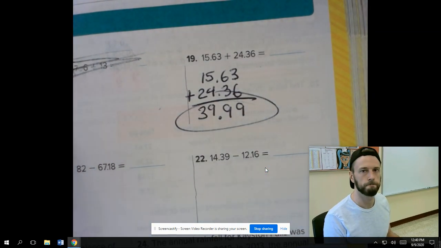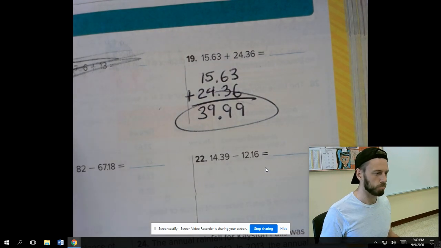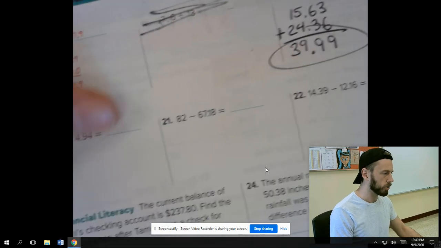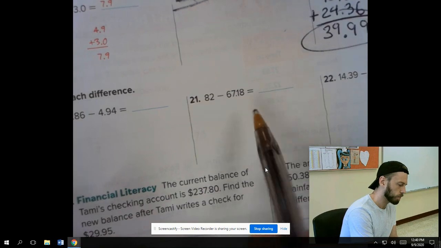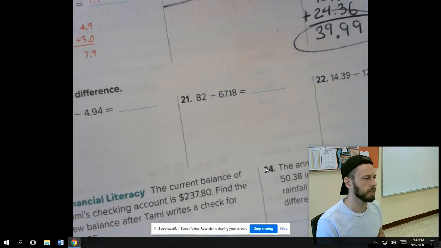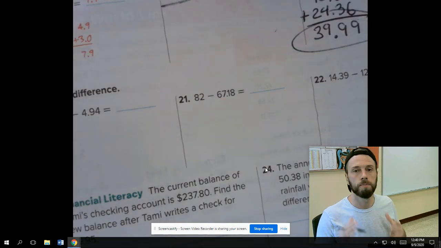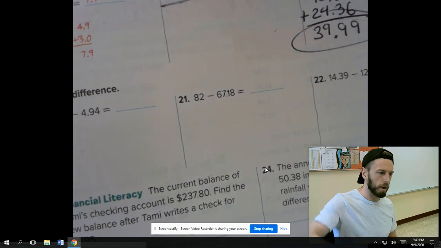If you got it, awesome job. If you didn't, hopefully you're finding out the mistake that you made and fixing it. That's what real learning is. Number 21 is the one I want to do next. 82 minus 67 and 18/100ths. So go ahead and pause the video, try subtracting this one on your own, and let's see if you got it right.